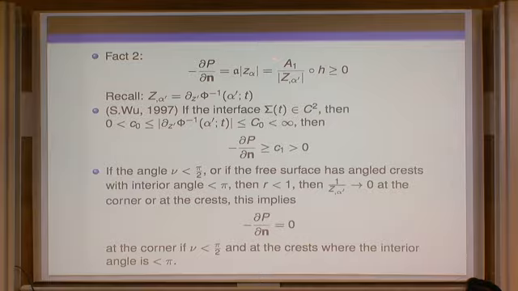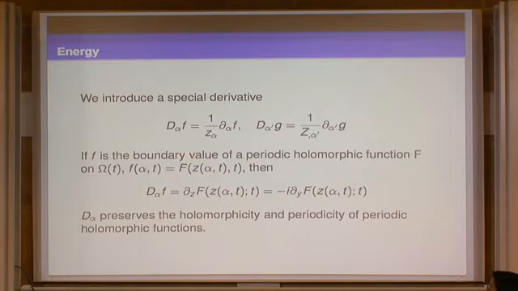But of course, in the angled crest case, if mu is less than pi over 2, then 1 over z alpha tends to 0 at the corner, or tends to 0 at the crest if this angle is less than pi. Then of course, if 1 over z alpha tends to 0, this has to be 0. So this is why negative dp/dn is greater than or equal to 0 and equal to 0 on the sharp crest. Now I want to tell you about the energy. Stability: a crucial step in proving existence is to prove a Pauli estimate.